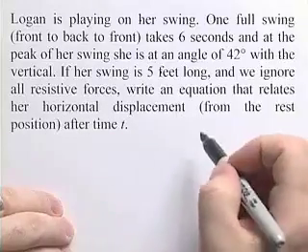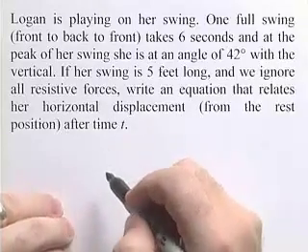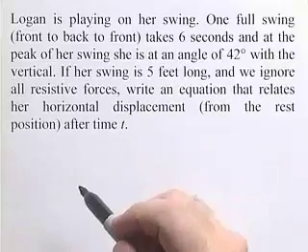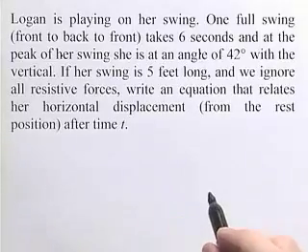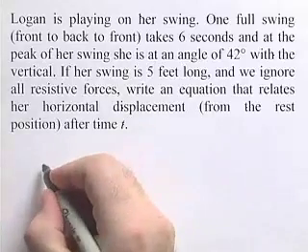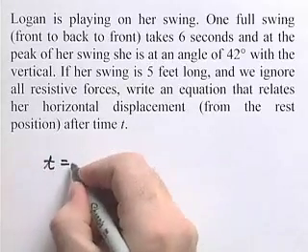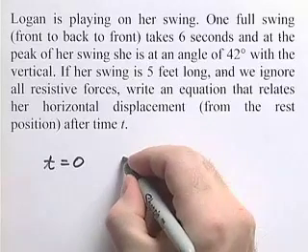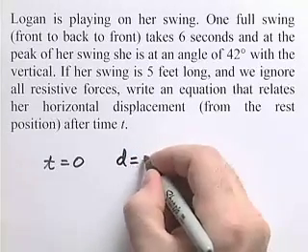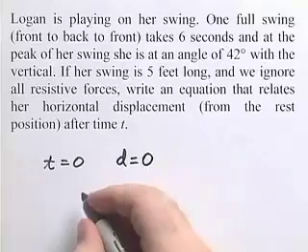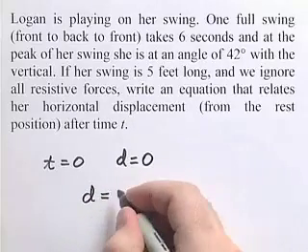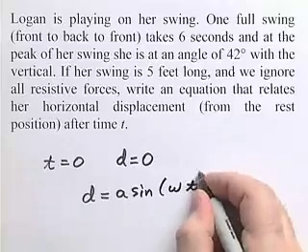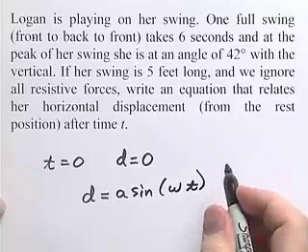If her swing is 5 feet long, and we ignore all resistive forces, write an equation that relates her horizontal displacement from the rest position after time t. Since we're considering the initial time t0, that's in the rest position. The rest position is the vertical position, that is d is equal to 0. Then our equation is going to have the form d is equal to a times the sine of omega t. That's going to be the form of our equation.